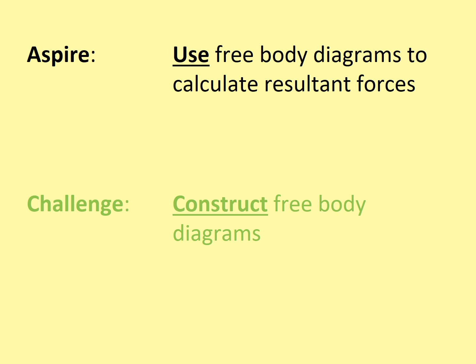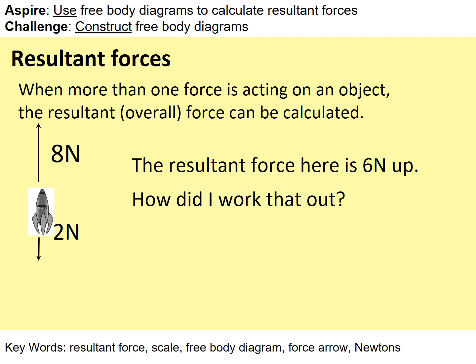Now we're going to move on to the Aspire to try to calculate resultant forces. A resultant force is kind of like just the overall force. So if you look on this left-hand side with this rocket, you've got 8 newtons pushing it upwards and 2 newtons pushing it downwards. So the overall force the rocket is going to go, because they are opposite to each other, is 6 newtons upwards. How do I work that out? I just use the calculation of 8 minus the 2, which equals 6 newtons. So it's just the overall force, and we call it the resultant force. So we'll have a look at this because it should be okay.